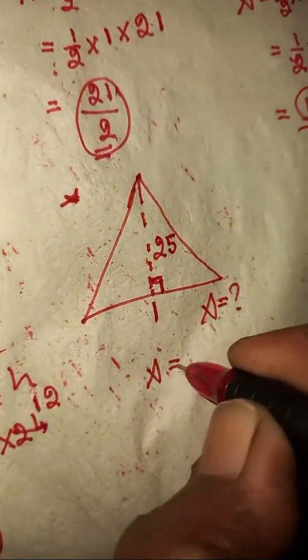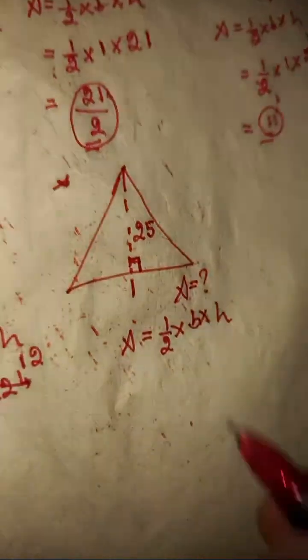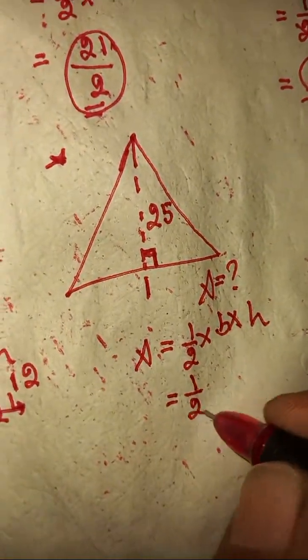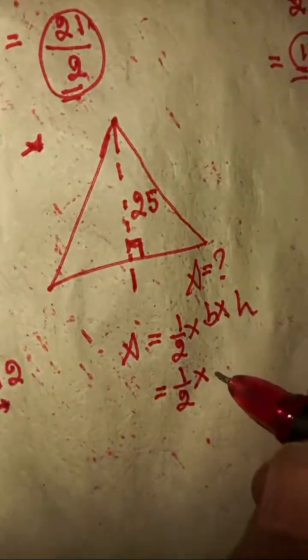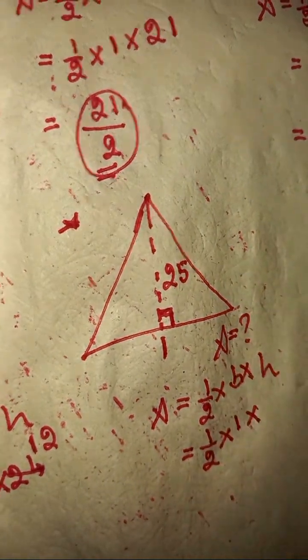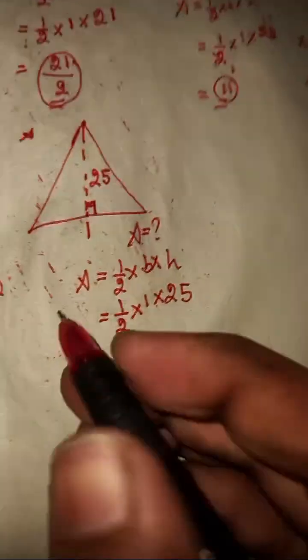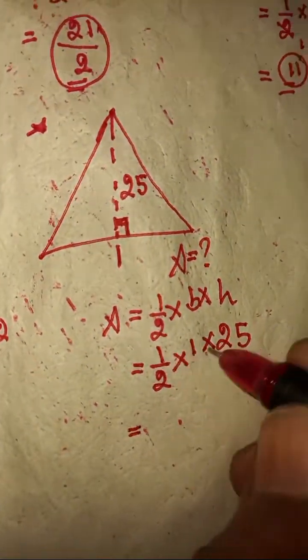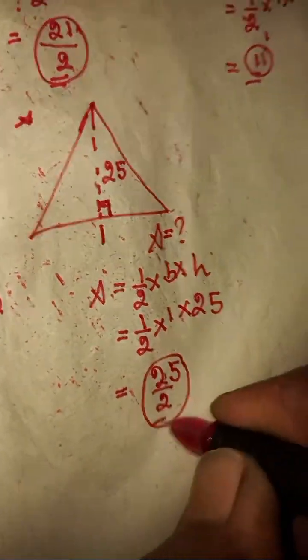Here, area is half times base times perpendicular height. Here also the same thing: half times this is the base, which is 1 units, times this is the perpendicular height, which is 25 units. Now you can multiply them. 1 times 1 times 25 by 2. You cannot divide it more.